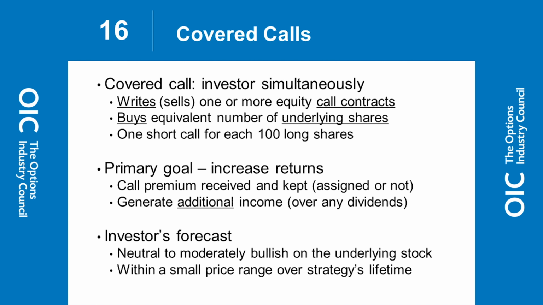So again, we're selling one call contract for every 100 shares of stock that we have, and the reason we're doing it is to increase our returns. Remember, when we sell an option, the buyer is going to pay us a premium. That premium is going to be considered income. It's going to help us generate additional income over what we have already with the stock.